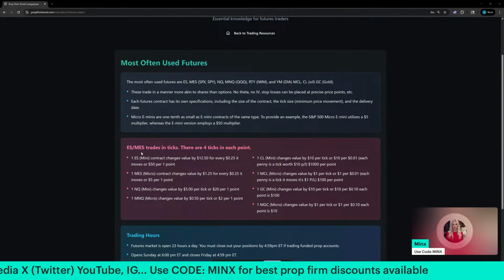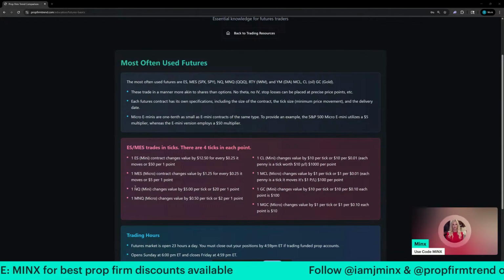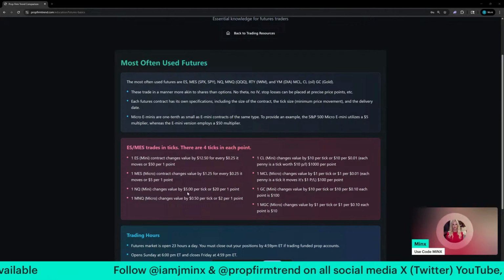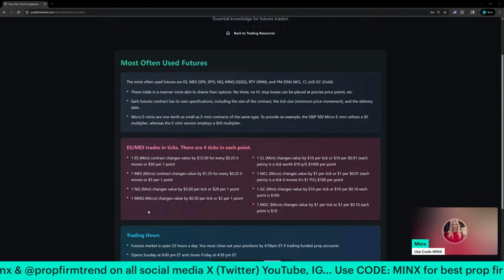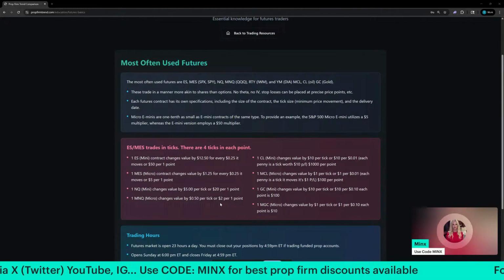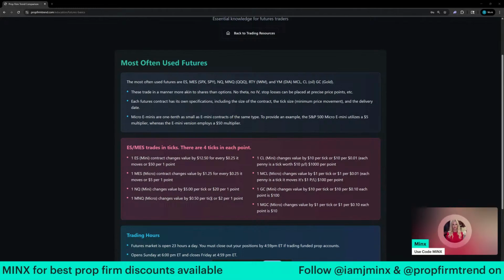So for example, I just went over the ES, which is the S&P 500, but let's say we want to look at NASDAQ or NQ. So one NQ changes value by $5 per tick or $20 per point, but one MNQ changes value by 50 cents per tick or $2 per point. So the micro is 1/10.